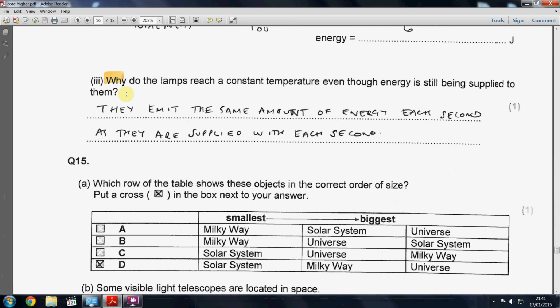Okay. Moving on then, why do the lamps reach a constant temperature even though energy is still being supplied? Again, this is a question that not many people got right. It's only 1 mark though. And it's simply because when they reach a constant temperature, they're giving out as much heat energy each second as they receive. So it's like a constant flow in, flow out situation. They get the same amount in as they give out each second, and as a result, everything stays steady.